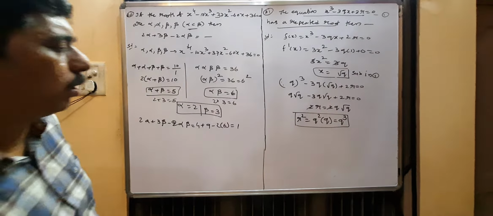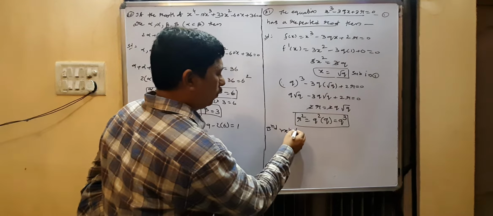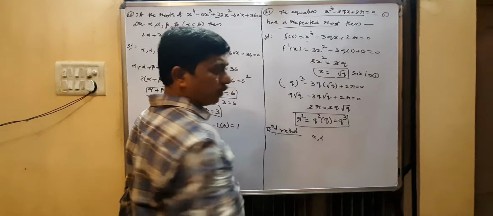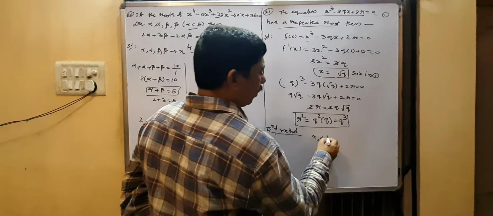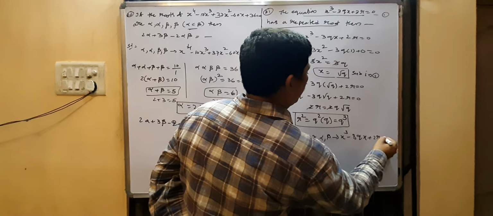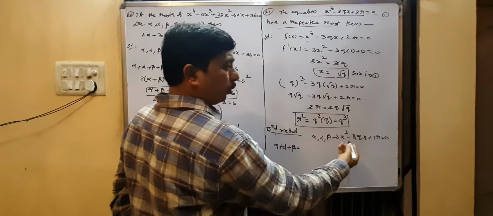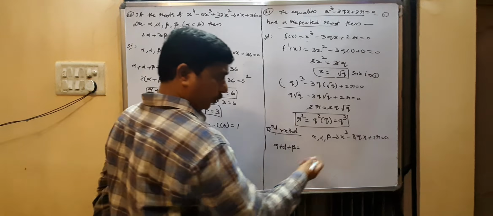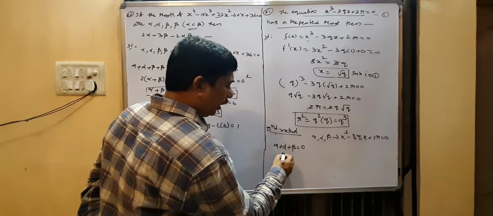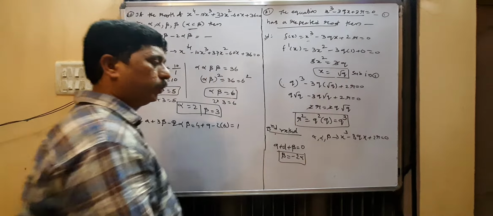Now one more method, the second method. A repeated root means you can take the roots as alpha, alpha, and for a cubic equation with 3 roots, alpha, alpha, beta are the roots of x cube minus 3qx plus 2r. The sum of the roots, alpha plus alpha plus beta, is minus b by a, where the coefficient of x square is 0. From this, beta equals minus 2 alpha.